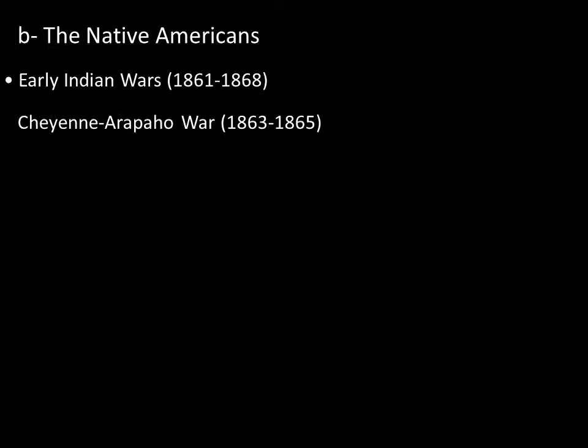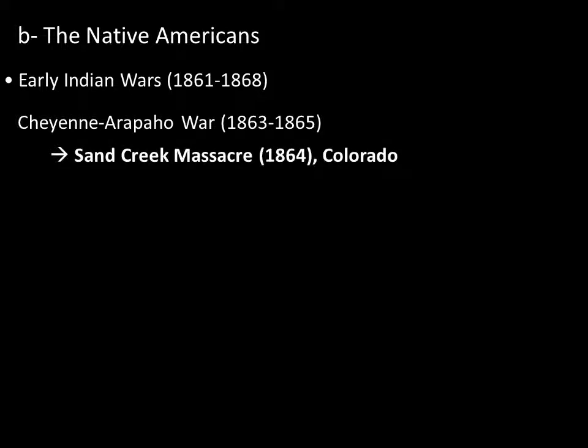Now, the Cheyenne-Arapaho War included an event that's famous. It's actually more famous than the name Cheyenne-Arapaho War. That's the Sand Creek Massacre in 1864. The U.S. Army attacked an Indian camp in the Colorado Territory. And although the Indians waved a white flag, meaning truce, the soldiers killed 200 people. Okay, that's one of the main events of this war and of this period. If you have to remember one, remember the Sand Creek Massacre, 1864, in Colorado.